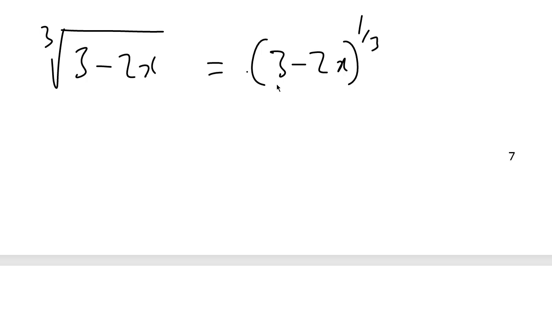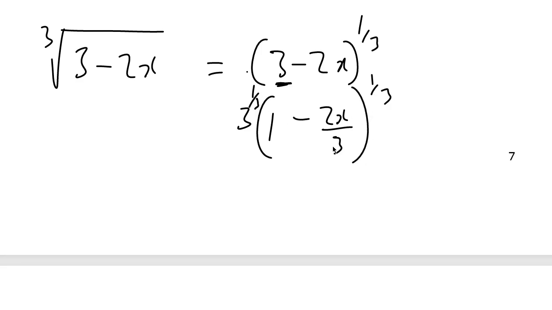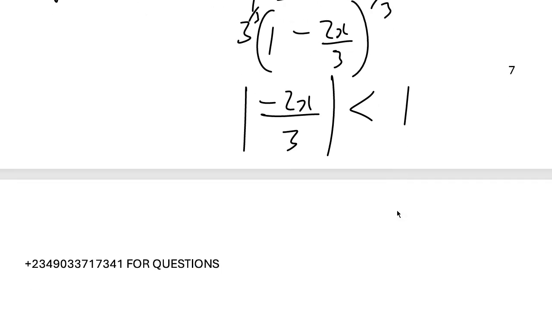And then what happens? You can see that this is not 1 though, so you factor out 3. So 3 into what? 3 divided by 3 is what? 1. Then negative 2x over 3 is what? Negative 2x over 3. And then to the power what? Each of them to the power 1 over 3. So what you're now going to solve is the absolute value of negative 2x over 3 should be less than 1. Are you following?